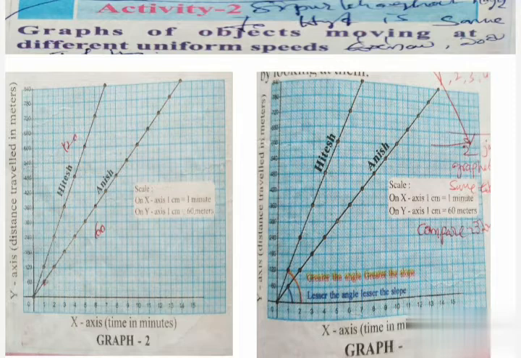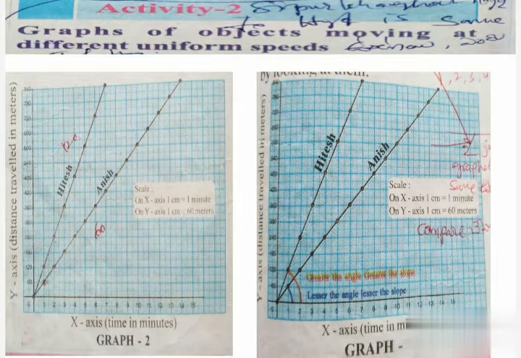Next, what is the average speed of Anish? Once you observe the Anish graph line, the distance covered by Anish is 840 meters. But he took more time to cover the distance, no? How much time? 14 minutes. The graph line ends at 14 minutes on the x-axis. The distance is 840 meters.